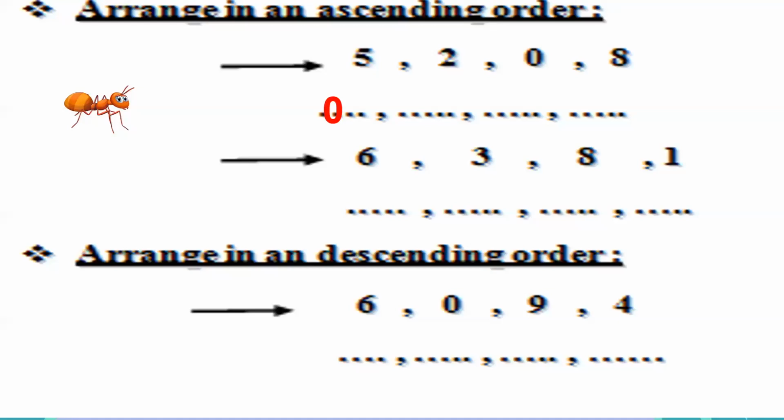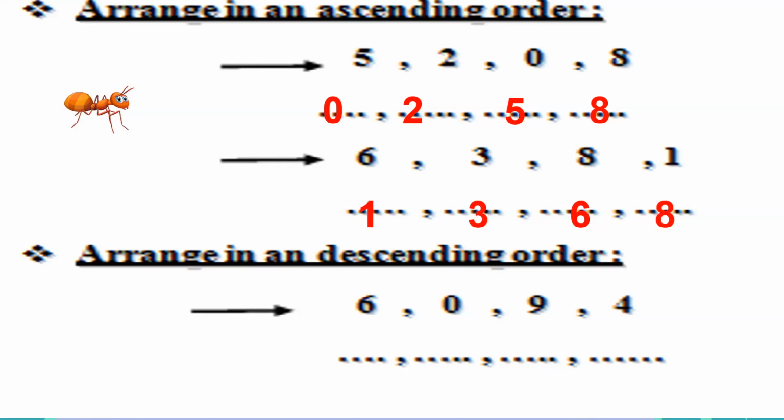After 0, 2. Which one is smaller, 5 or 8? Yes, number 5. And then number 8. Very good. Who can help me in the second one? We want to ascend them like the ant, from the smallest. Which number is the smallest? 1. Yes, we start with 1. And then 3, and then 6, and 8. All of you are excellent.